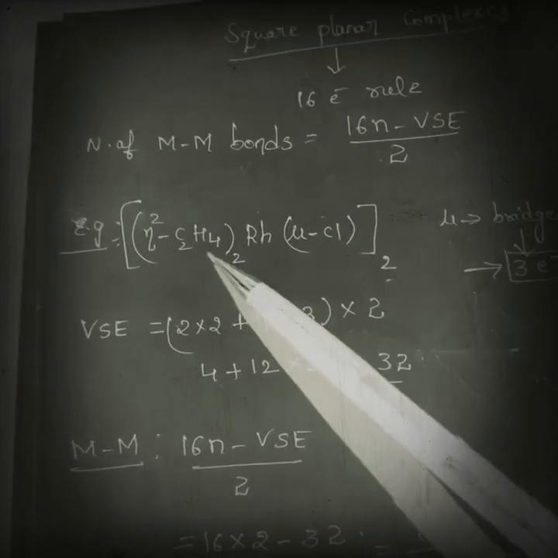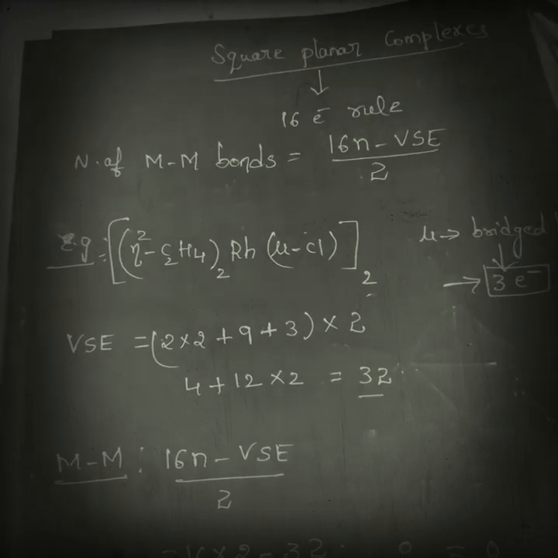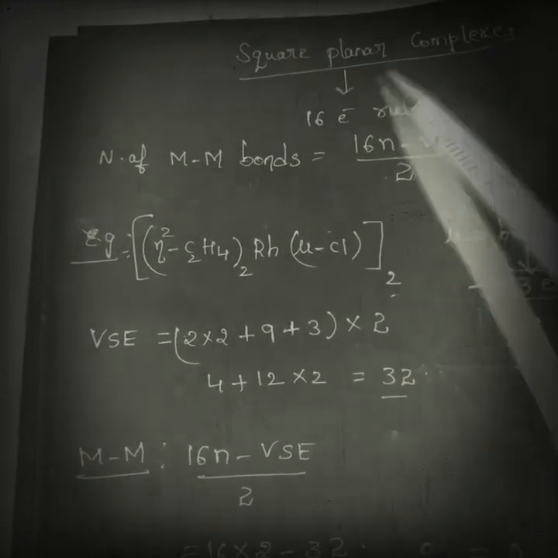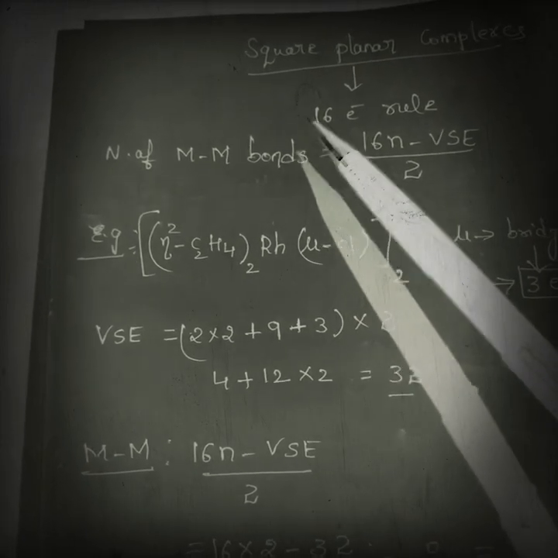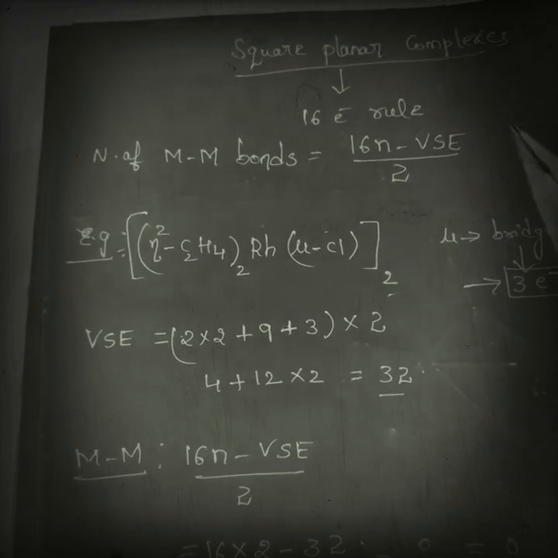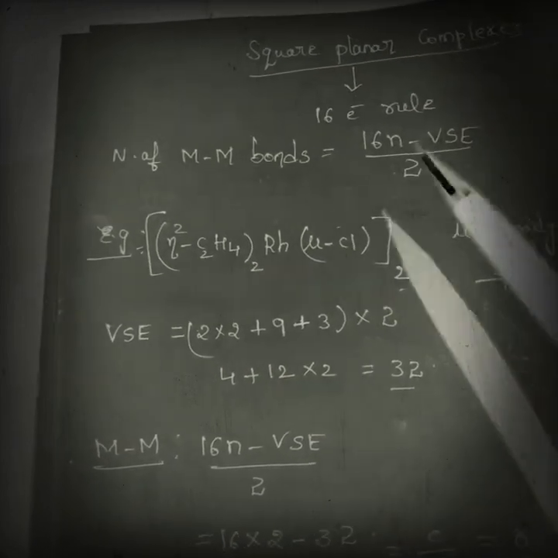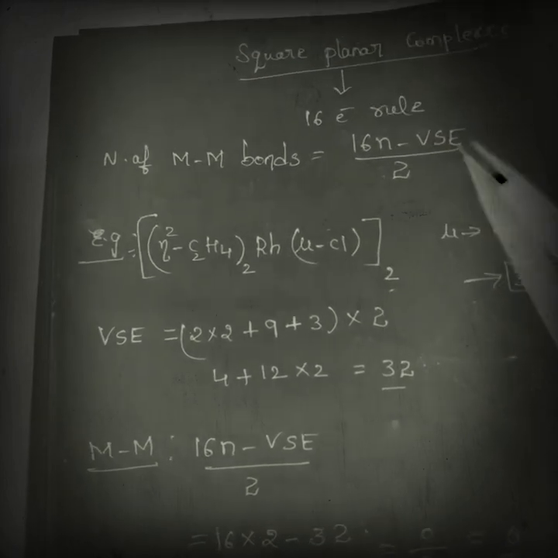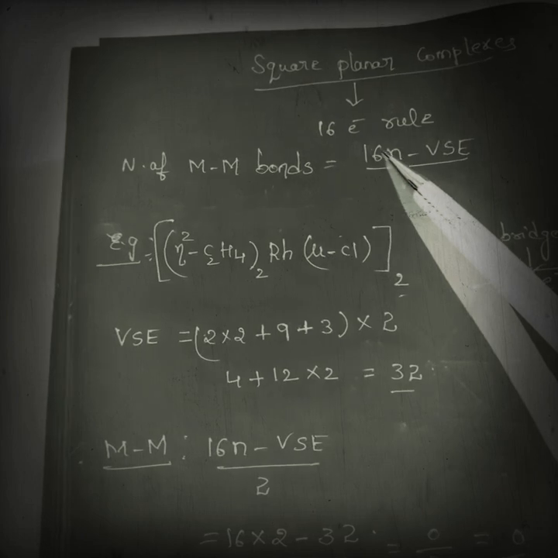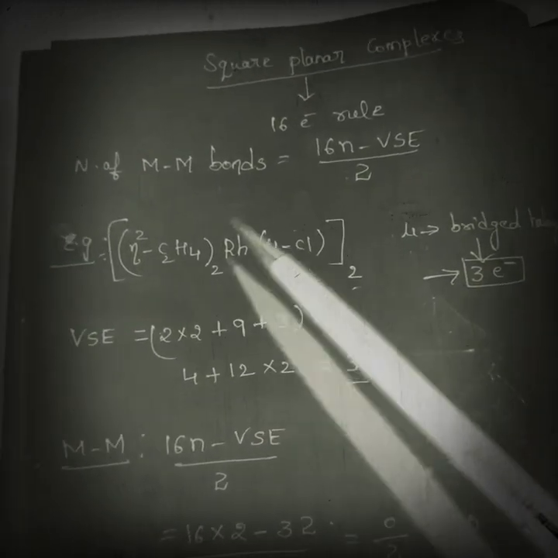Now we have to find the number of metal bonds present in square planar complexes. We know that square planar complexes are said to be stable if they follow the 16 electron rule. So our formula to find the number of metal bonds in a square planar complex is 16n minus valency shell electrons, by 2. Just here, in place of 18 we kept 16 because these are square planar complexes. That's it. Next, let us look at some examples, friends.